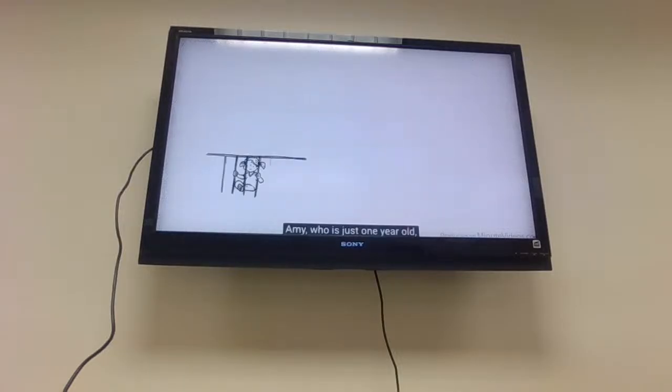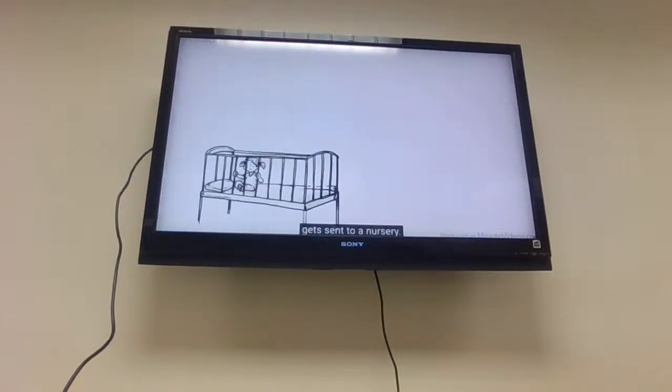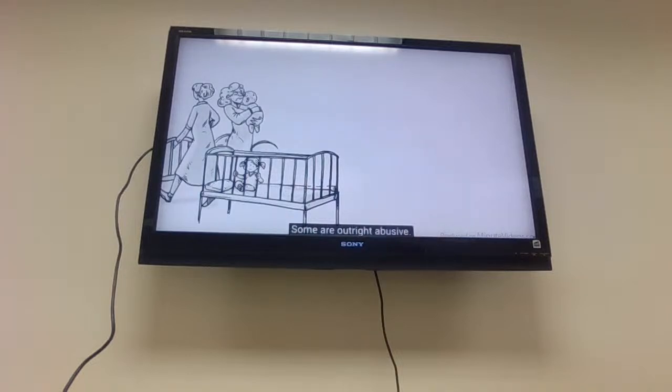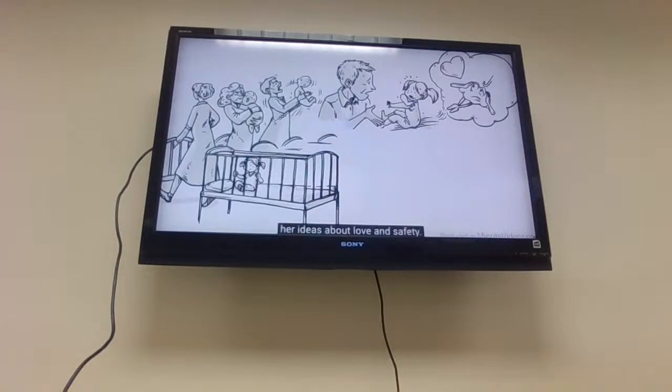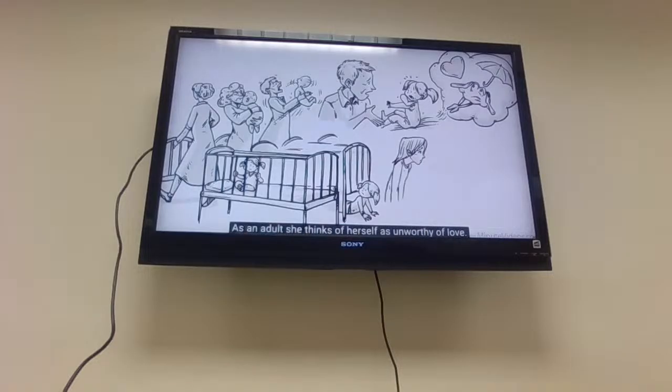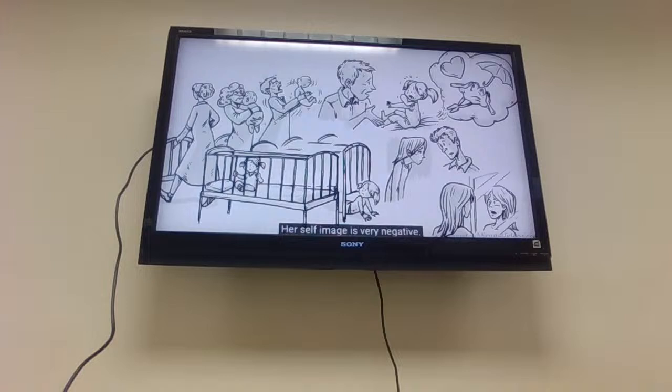Amy, who is just 1 year old, gets sent to a nursery. The staff there is poorly trained, overworked, and often very stressed. Some are outright abusive. Amy therefore becomes anxious of the very people she seeks security from, a conflict which totally disorganizes her ideas about love and safety. As she is experiencing fear without resolution, she tries to avoid all social situations. As an adult, she thinks of herself as unworthy of love. Her self-image is very negative. Her attachment is anxious, disorganized.